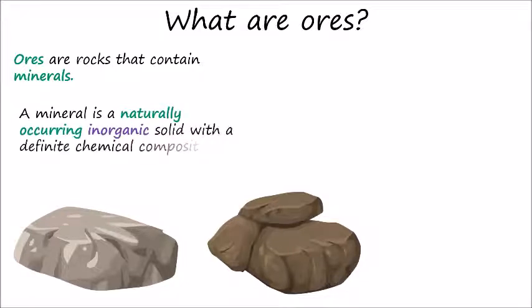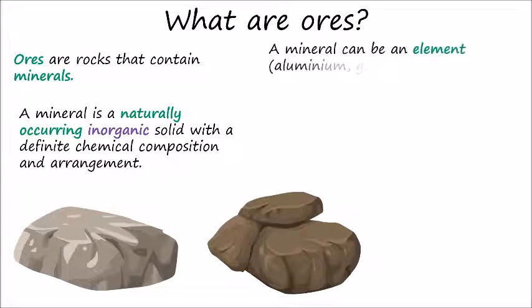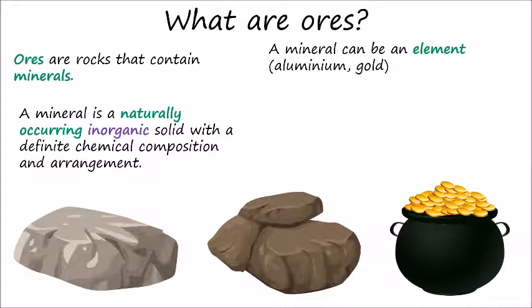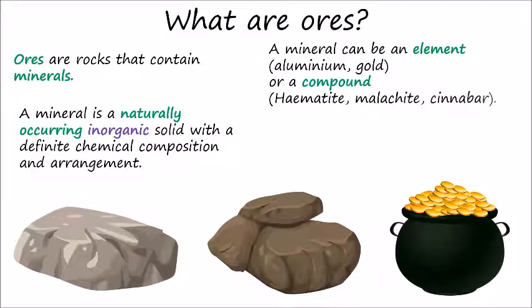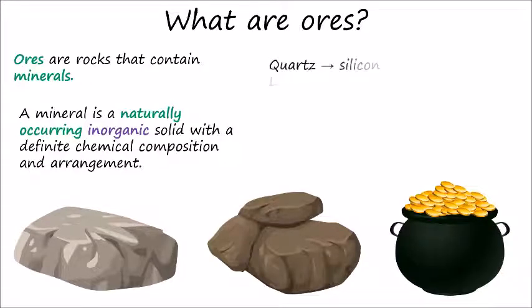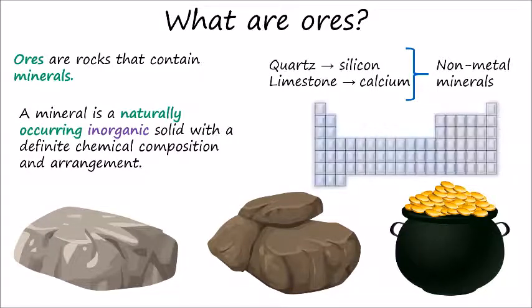Minerals are naturally occurring. Each one has its own definite composition and arrangement. There are lots of different minerals. Some are uncombined elements, such as aluminium or gold, or they can be compounds. Hematite contains iron in the form of iron oxide. Malachite contains copper. Cinnabar is a mineral that contains mercury. There are also non-metal minerals. Quartz contains silicon, and limestone contains calcium. But today we are going to be talking about extracting metals from ores.